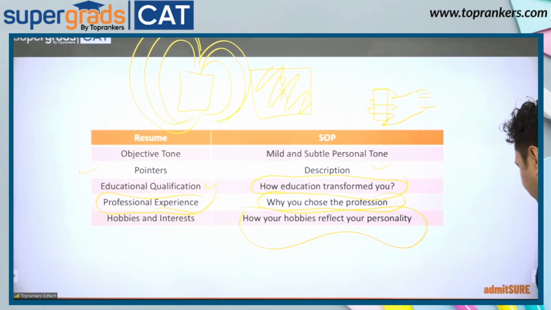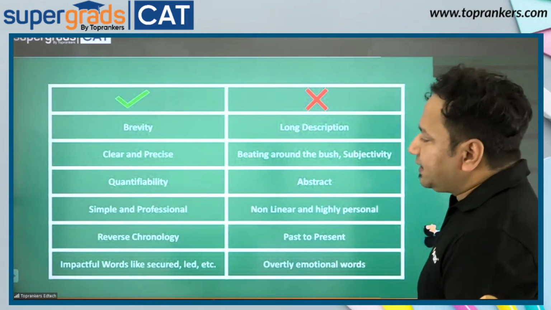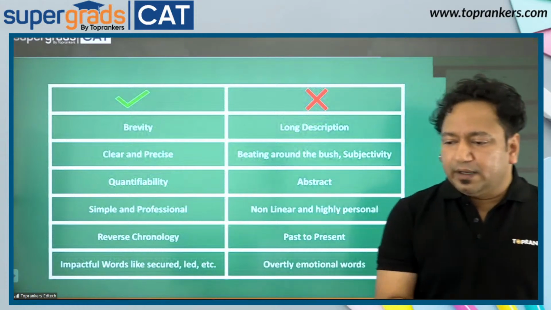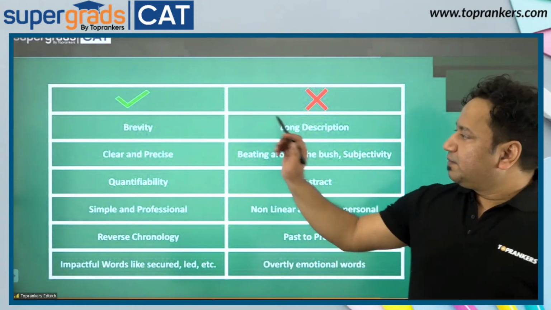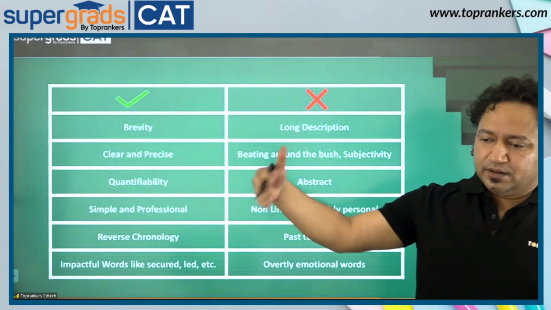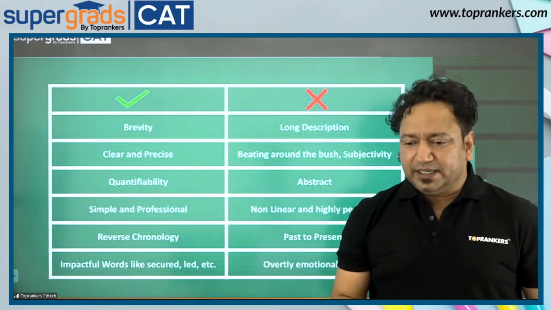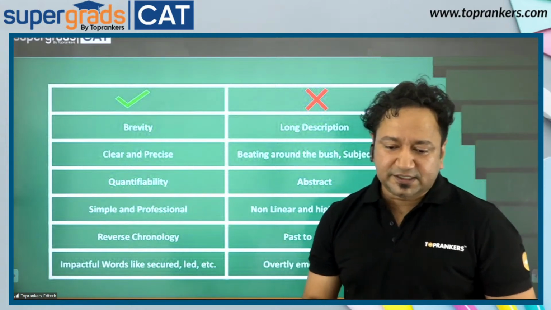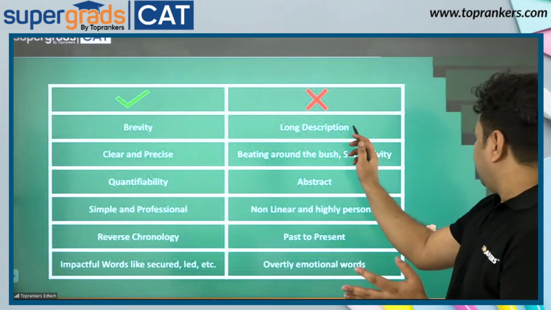Right. Now coming to do's and don'ts. It is for the SOPs as well as resume. Brevity. What is brevity? Brief, brevity. So brief is the adjective, brevity is the abstract noun. I hope you understand that. You should be brief. You should not write long descriptions.